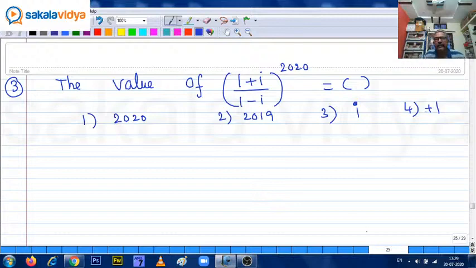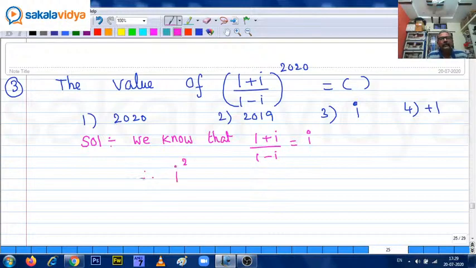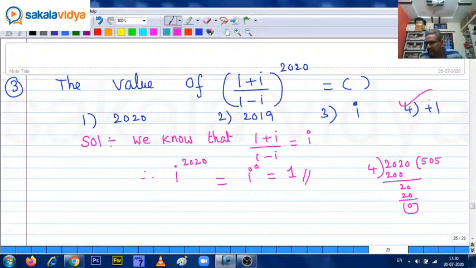See, (1 plus i) by (1 minus i) is nothing but i. That is nothing but i to the power of 20. I already discussed i to the power of 20; it might be a previous EAMCET question. Solution: we know that (1 plus i) upon (1 minus i), you need not simplify, directly you can remember it is i. Therefore i to the power of 20 needs to be found. Shortcut: 20 should be divided by 4. 4 fives are 20, remainder is 0, so this equals i raised to 0, which is 1. So the fourth option is the right option.